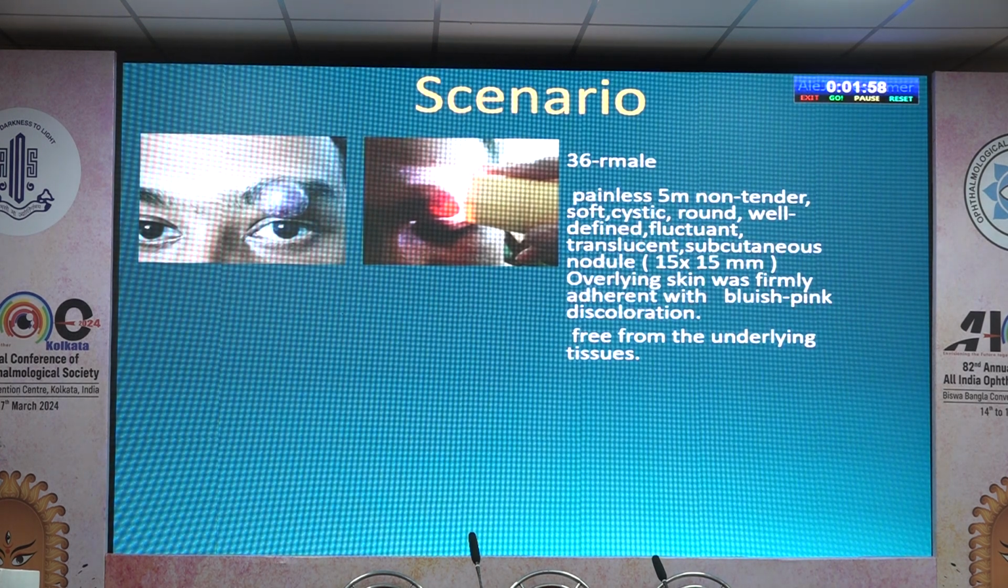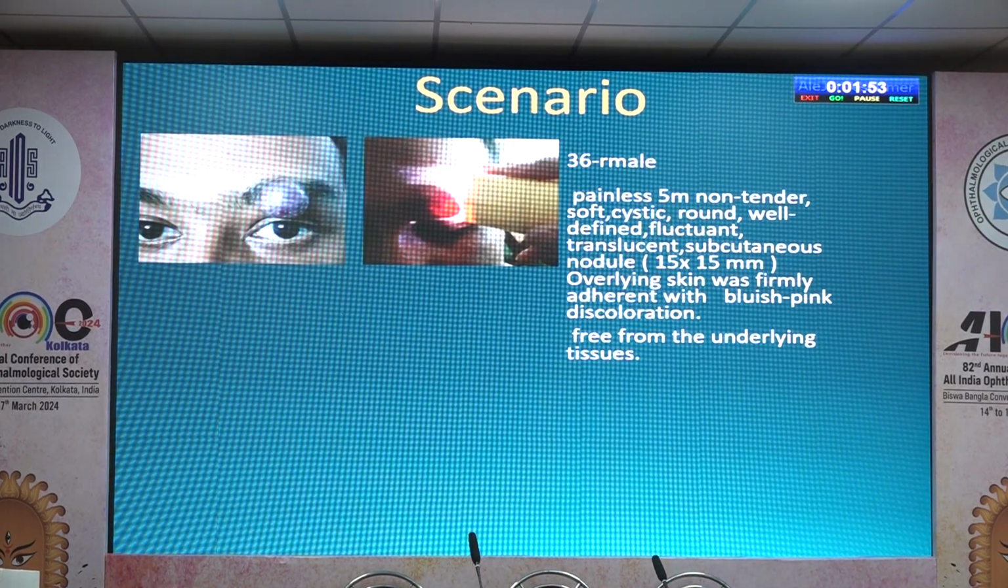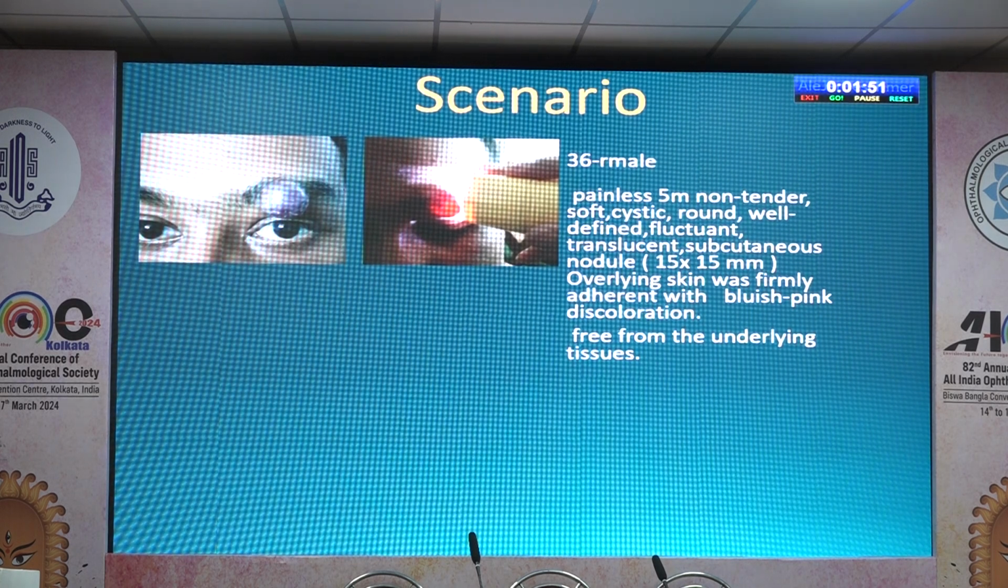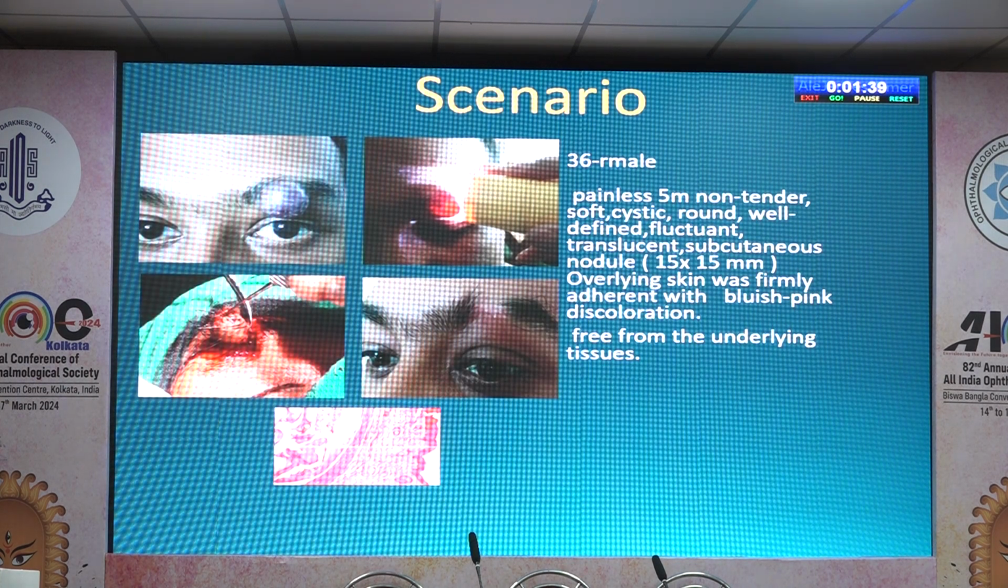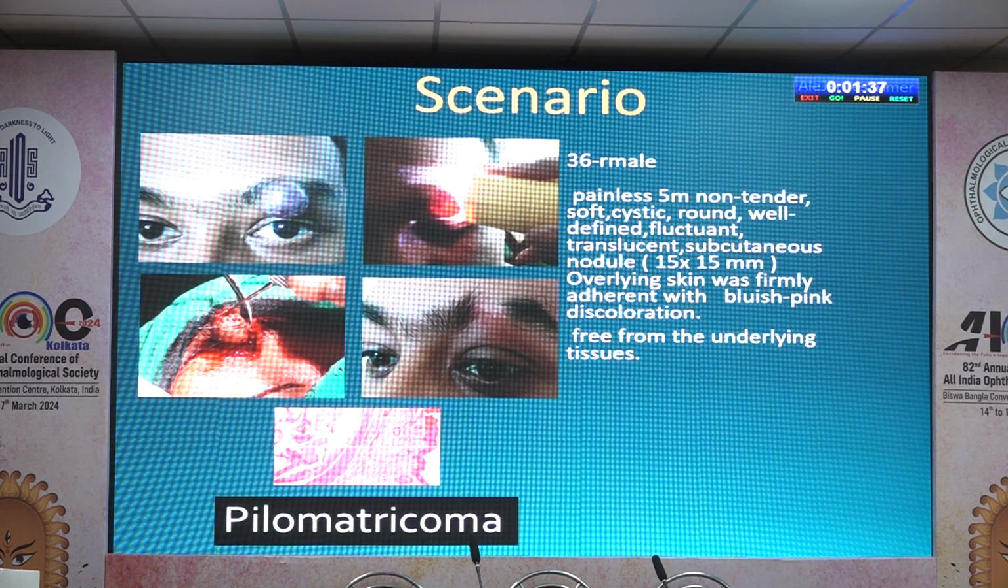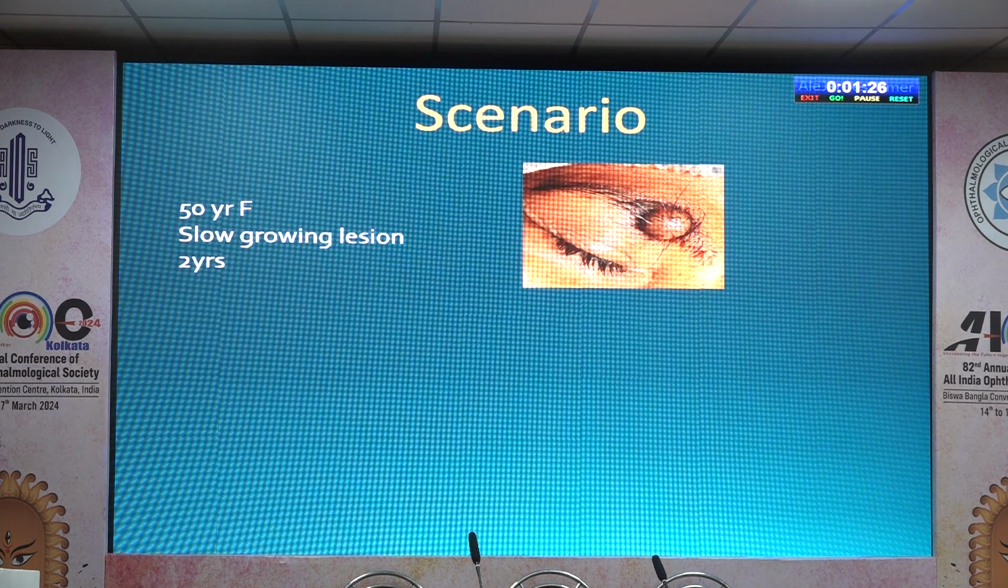What is this? This is a 36-year-old male who came with a round swelling, looks bluish, a firm swelling, not so soft, but you can see the transillumination is positive. Look at the location at the eyebrow. And it comes like pilomatricoma. From the hair follicle it arises. These are very rare though, but sometimes you may come across this type of lesion.